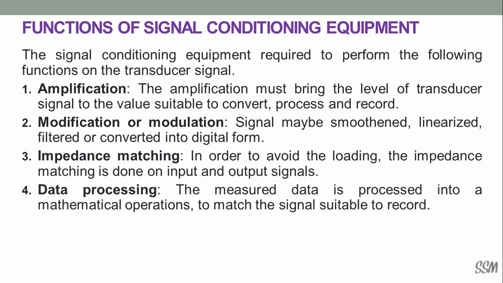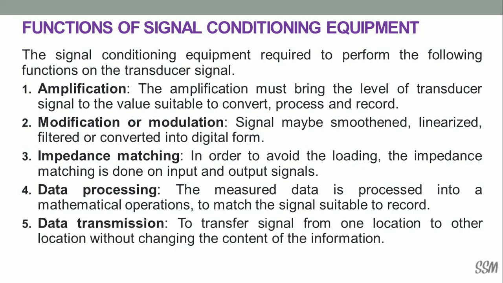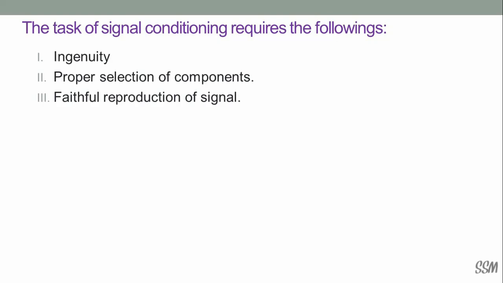Data processing. The measured data is processed through mathematical operations to match the signal suitable to record. Data transmission. To transfer the signal from one location to another without changing the content of the information. The task of signal conditioning requires the following: ingenuity, proper selection of components, and faithful reproduction of signal. The elements of signal conditioning are designed in such a fashion as to be insensitive to all extraneous inputs. The accuracy, range and dynamic response are all designed to be compatible with the detector transducer.